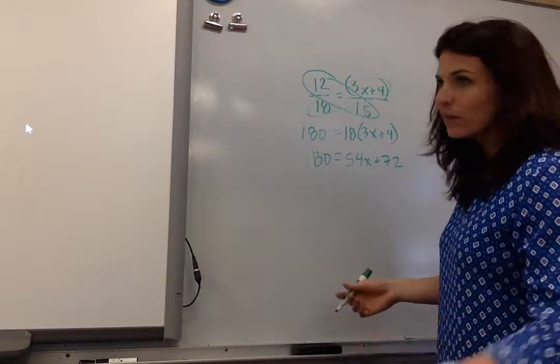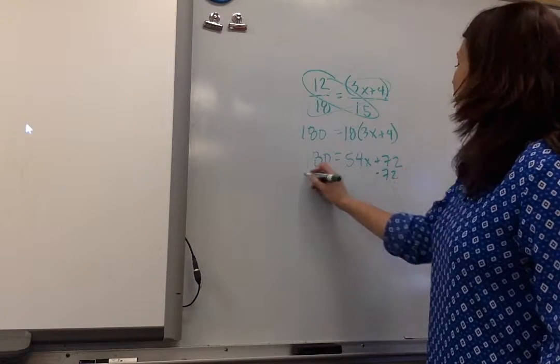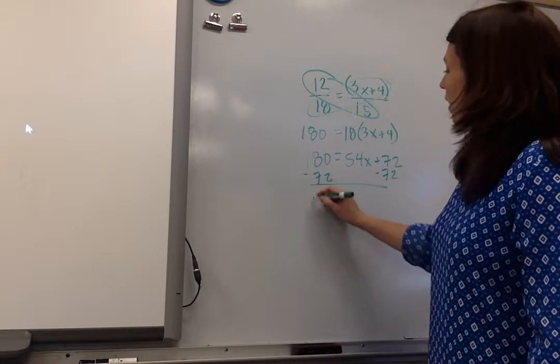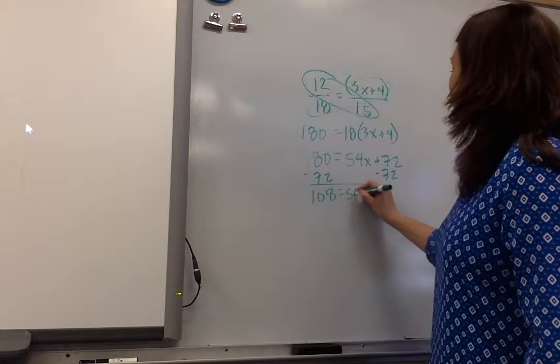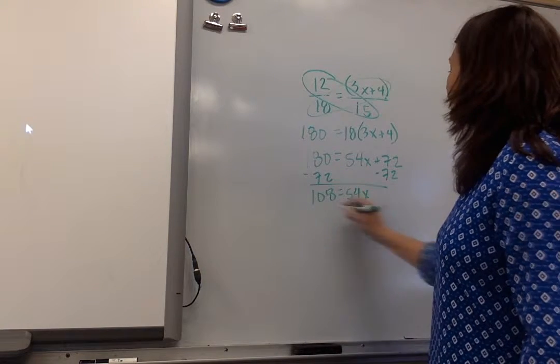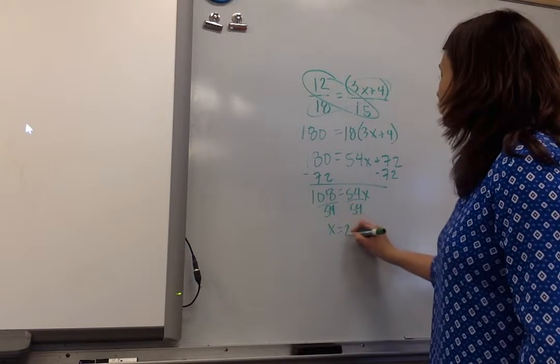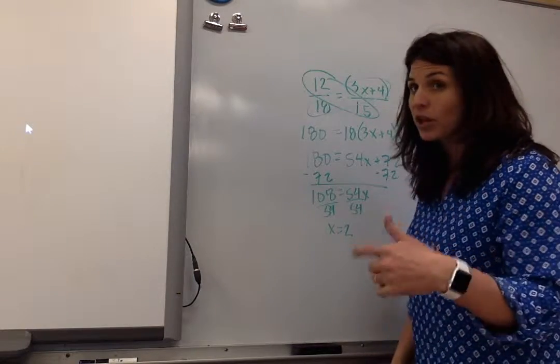And now I solve it like you would any other equation. Additive inverse, subtract 72. I get 108 equals 54x. Divide both sides by 54. And then I get x equals 2. Of course, I'm not done because I'm going to check my answer.